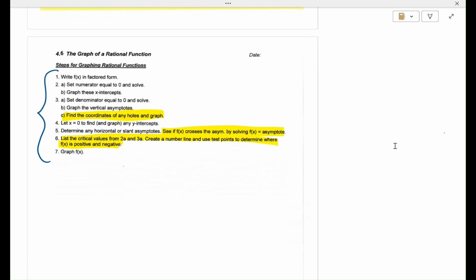So that comes with the highlighted part, like part 3C. We are going to talk about holes today and learn how to graph them. And we talked about horizontal and slant asymptotes in step 5, but we did not talk about if the graph can cross the asymptote or not, or when that actually happens. So we'll see that happen today.